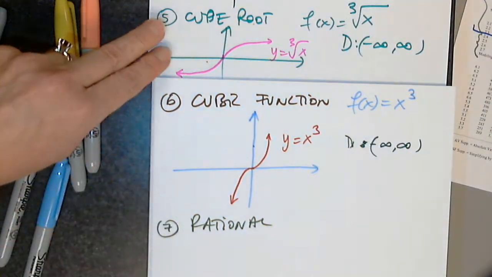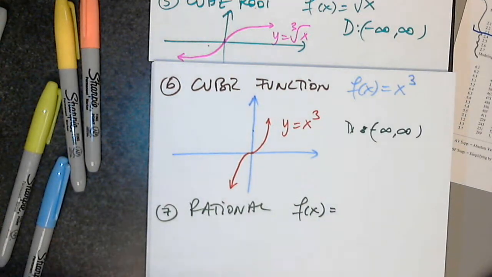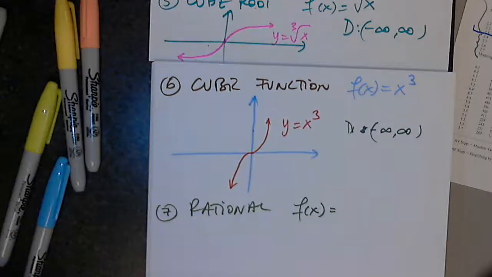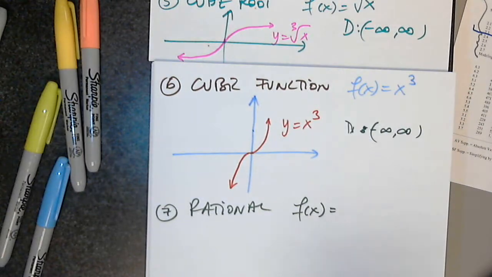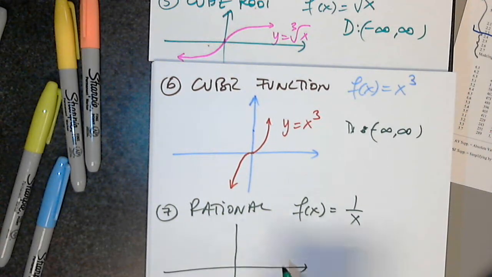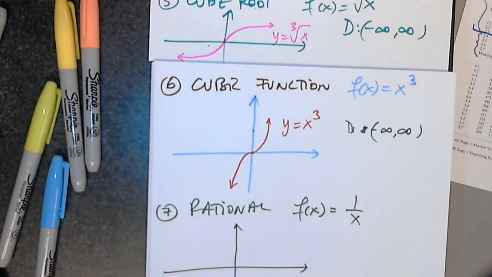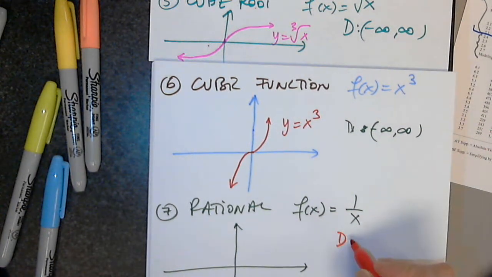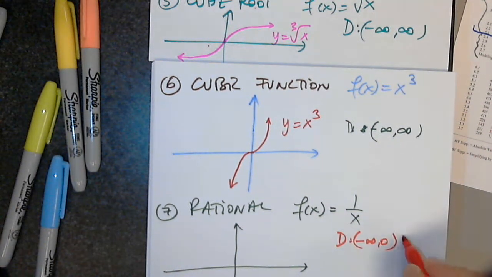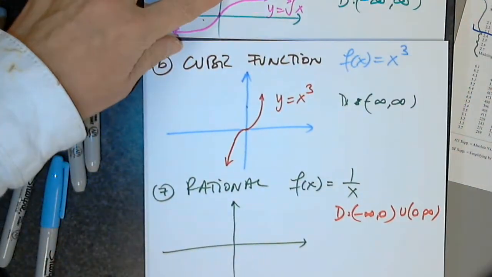Perfect. So now the rational function, please. The simplest possible rational function. Of course. Thank you. What is the domain of this function? Everything but 0. Awesome. Very good. So here's the graph.